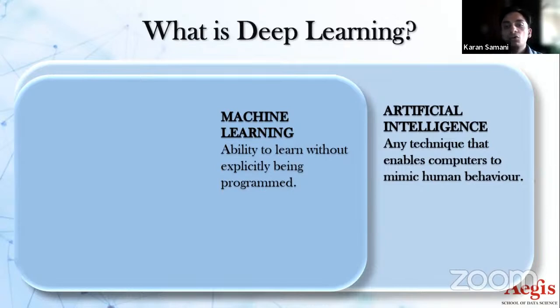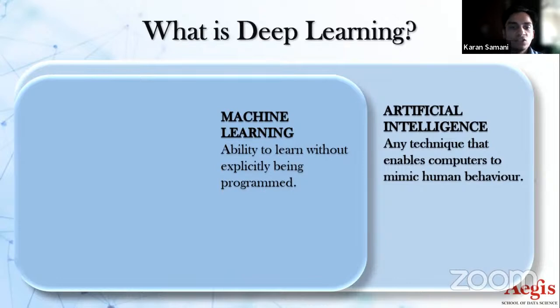Okay. So you don't program it explicitly. You don't have if else ladders. You don't have cases and all those things. The machine learns it by itself. You just give the data and you just build a framework over it. So that is what machine learning is.